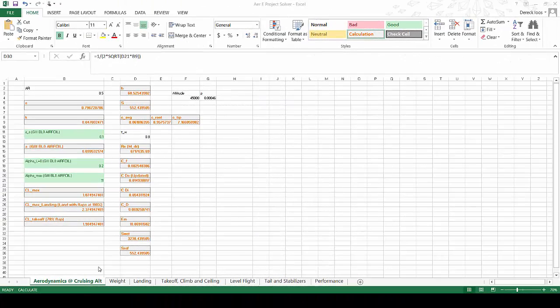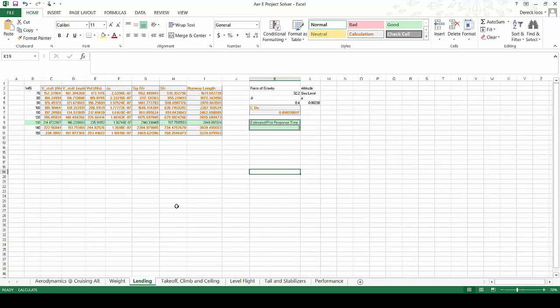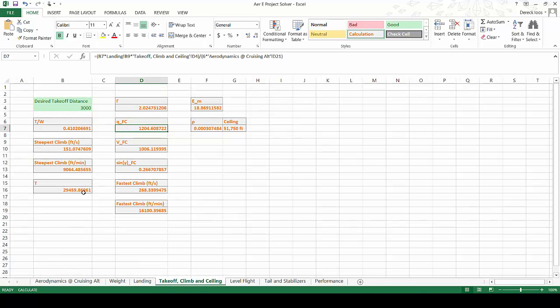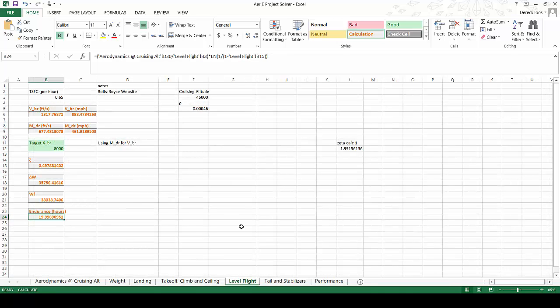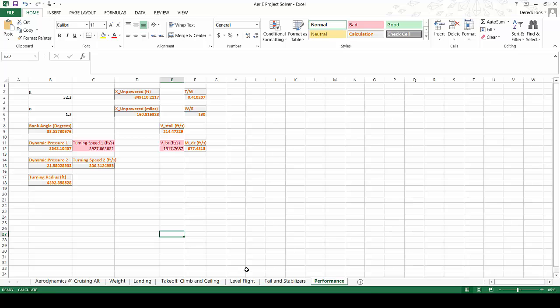Okay, let's see now. We have aerodynamics at cruising altitude finished. We have weight finished, unless you wanted to add the weight of your tail and stabilizers, which makes up less than 5% of the total weight of the aircraft, so it's basically negligible. Landing, we finished earlier. Takeoff, we are done with, except for climb rates, which we will get to in a moment. At level flight, we're all done. We just finished endurance. Tail and stabilizers we'll get to, and the rest of the performance we're going to finish up in just a moment.